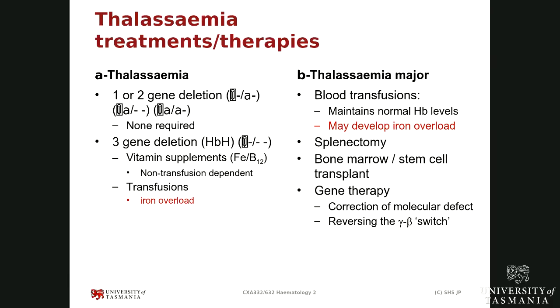When you're looking at beta thalassemia major, you can see that there are a number of things that we can do. We've talked about the reason for splenectomy before, and that's really to try and prolong the life of the cells that have made it out of the bone marrow. And the gene therapy down the bottom there is really quite exciting and innovative.